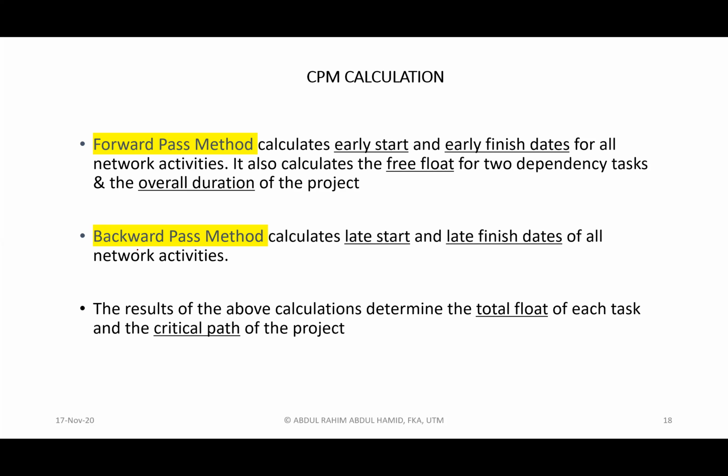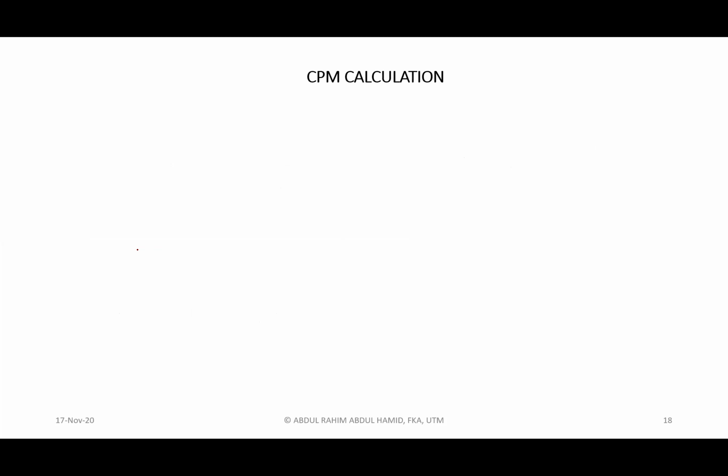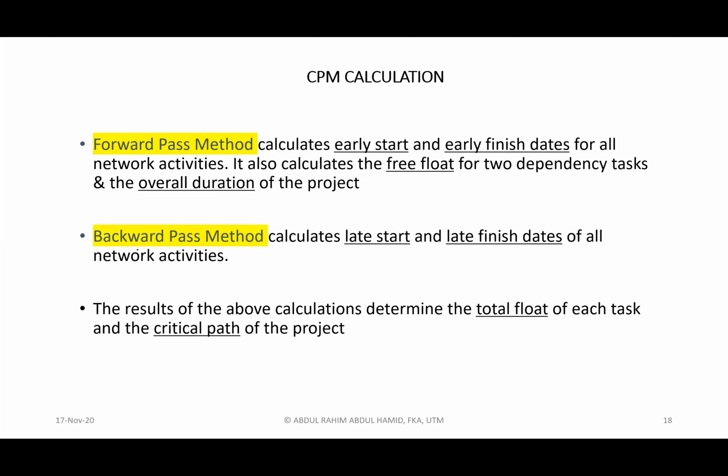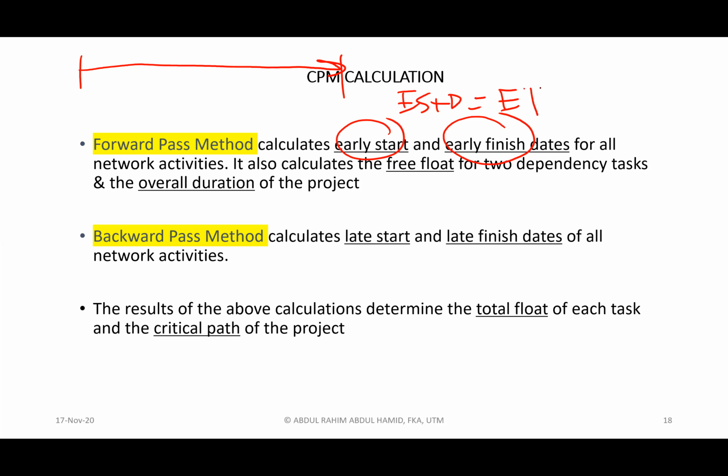Okay, forward pass method. Forward pass method is the calculation from left to right. Okay, from the left of the diagram. Remember, we draw the diagram from the left and then go to the right, not the other way around. Okay, that is the concept. When you do forward pass, for sure, early start and early finish dates will be determined. How to get the early finish date? Simple. Early start plus duration is equivalent to early finish.